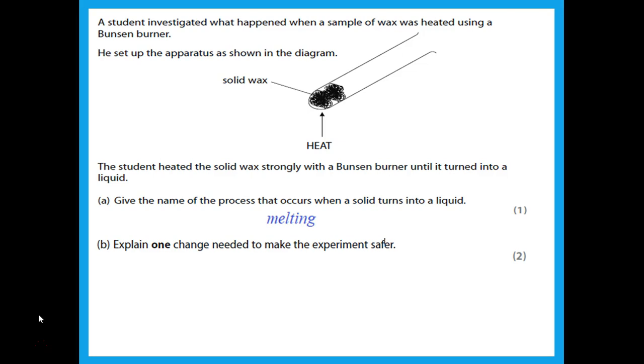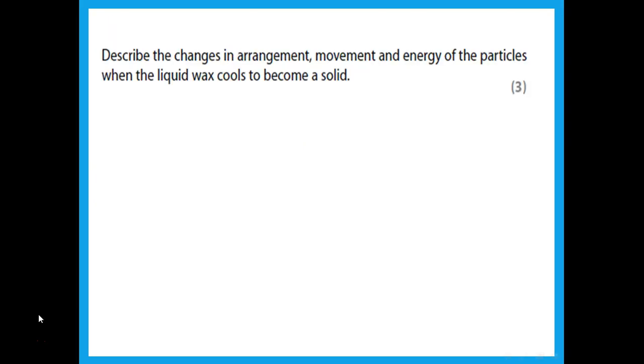So when we're heating a solid in a liquid, we should not heat it directly. We should heat in what we call a hot water bath. Hot water bath means putting the test tube in a beaker containing water, and it is the beaker and the water that has been heated, not the test tube directly. So this prevents the wax from boiling over.